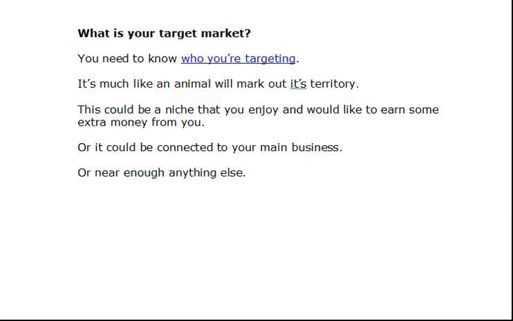Once you've done that, you need to decide what's your target market. You need to know who you're targeting, and it's a bit like an animal marking out its territory. It could be a niche that you enjoy and would like to earn some money from, or it could be connected to your main business, or near enough anything else. There's no set thing. It's just up to you what you decide your target market is.